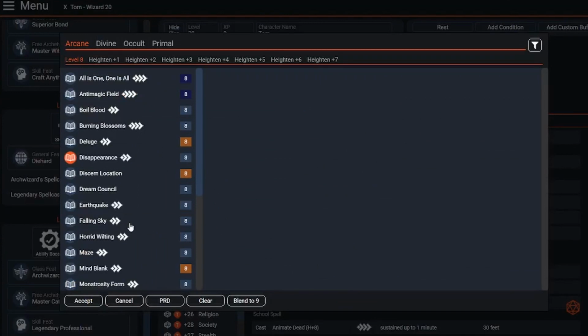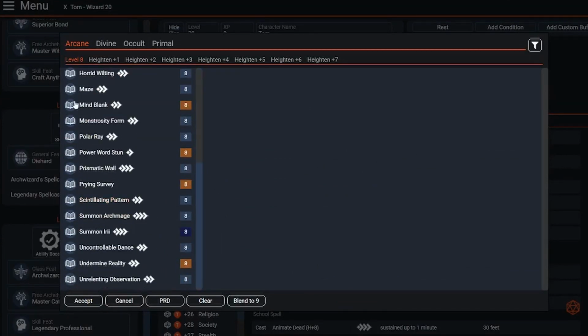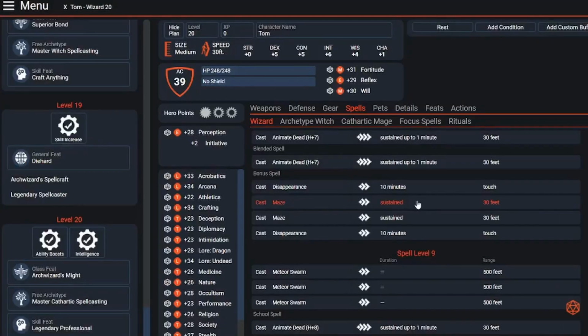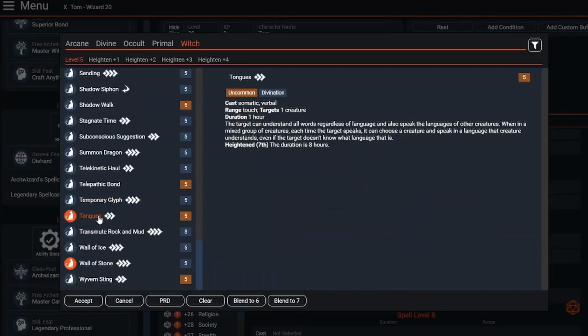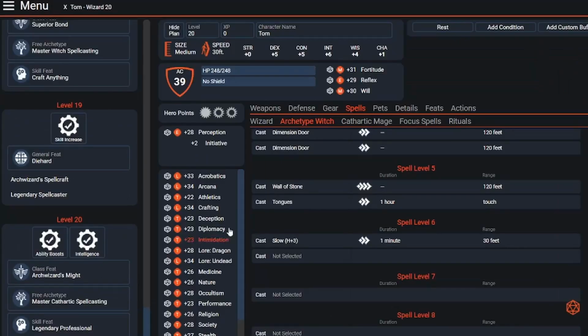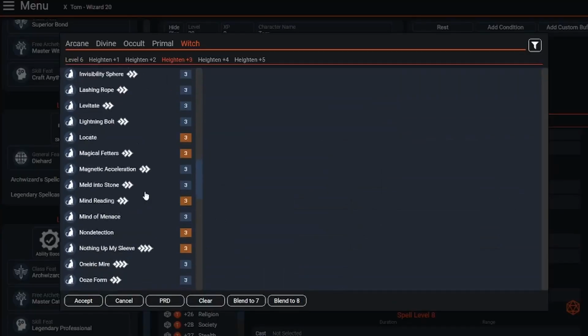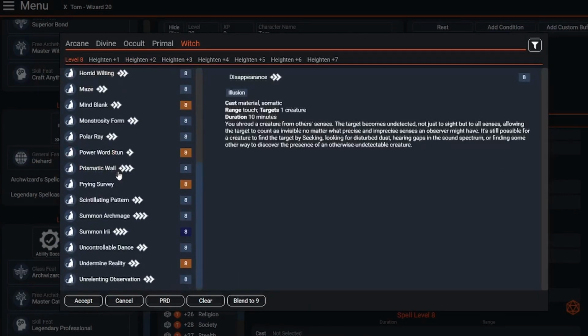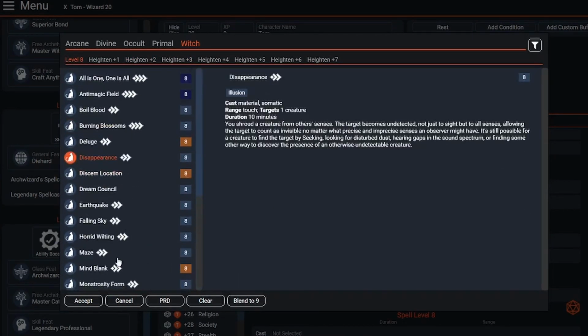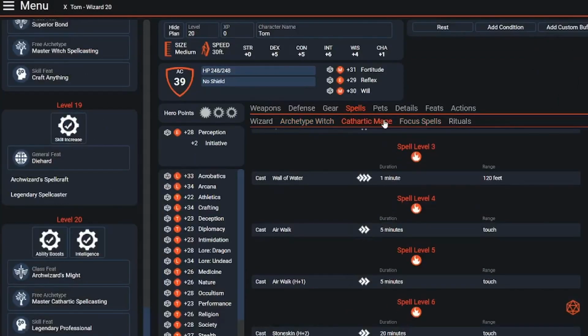We can take single target control spells like Maze. Our Archetype Witch has gone up to legendary. We can get extra walls. We can get the Tongues spell to be able to talk with everyone. Might be useful. Or another wall spell, more heightened slows, another Forceful Hand, and you can take an extra Maze or an extra Disappearance. For the Cathartic Mage, we can get a bit of healing.